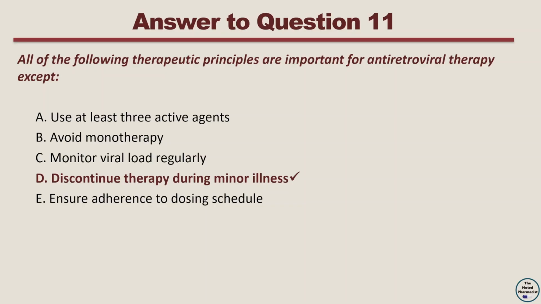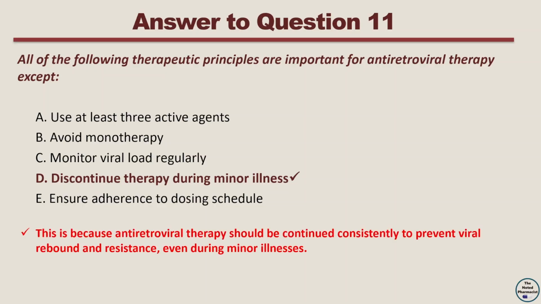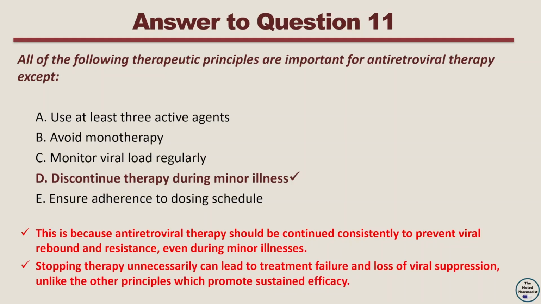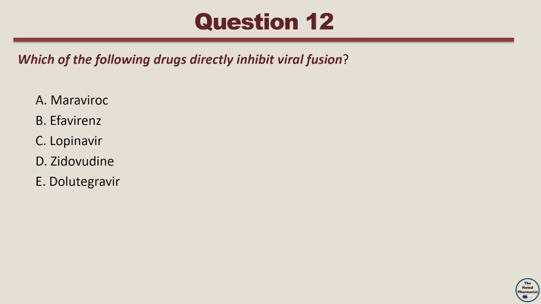The correct answer is option D, discontinue therapy during minor illness. This is because antiretroviral therapy should be continued consistently to prevent viral rebound and resistance, even during minor illnesses. Stopping therapy unnecessarily can lead to treatment failure and loss of viral suppression, unlike the other principles which promote sustained efficacy.